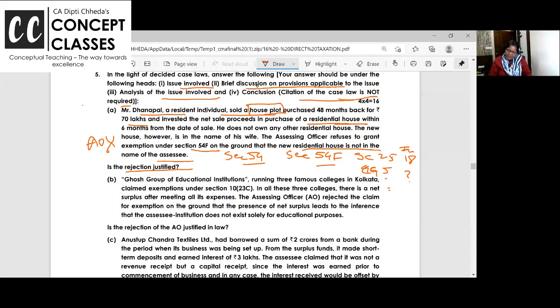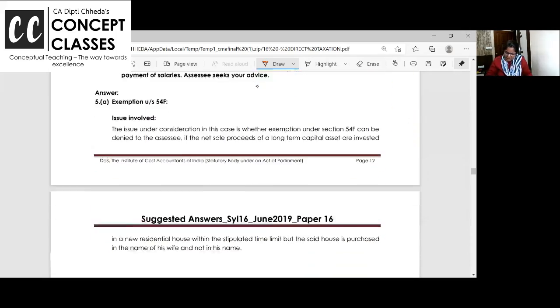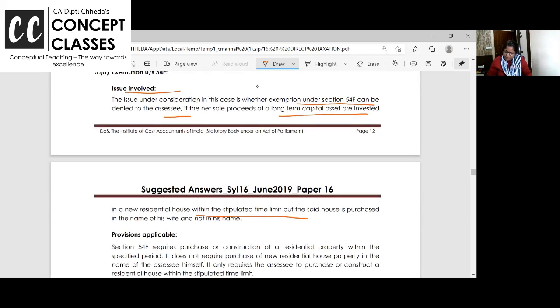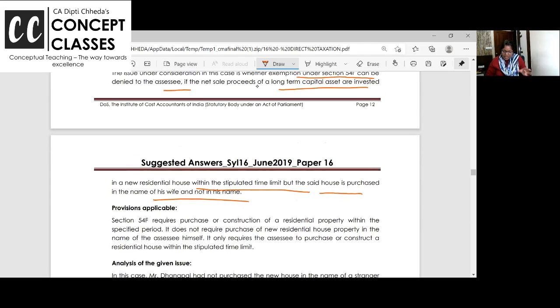So he only invested the sale proceeds in purchase of new house, but he did not buy it. Once it is not buying, let us read now how this answer will be. See, very quickly. What is the issue involved? Issue under consideration is whether exemption 54 can be denied if sale proceeds are invested in the house in stipulated time, but house is purchased in the name of wife, not in his name. So this is the issue.